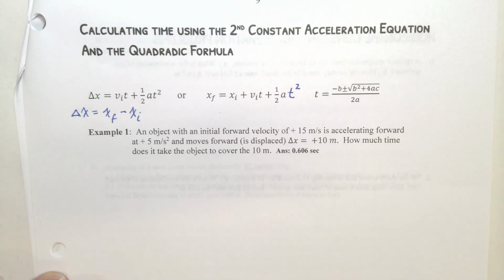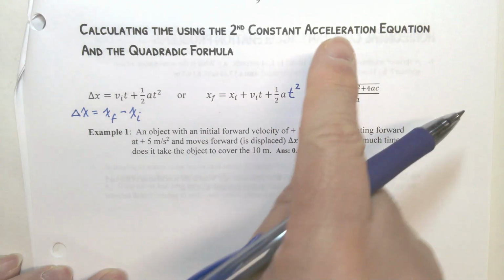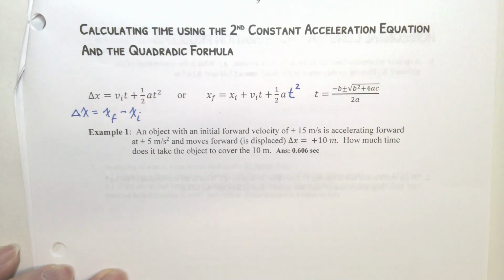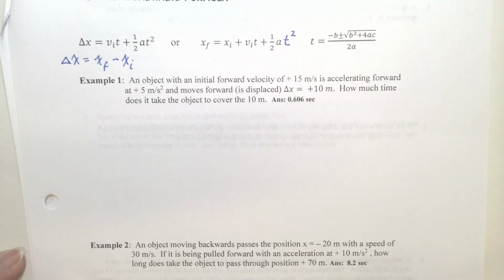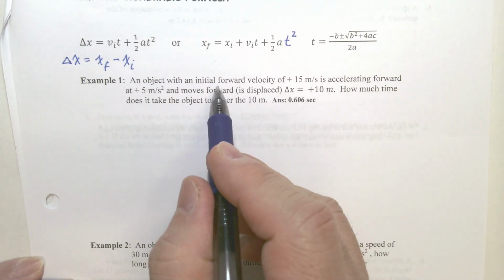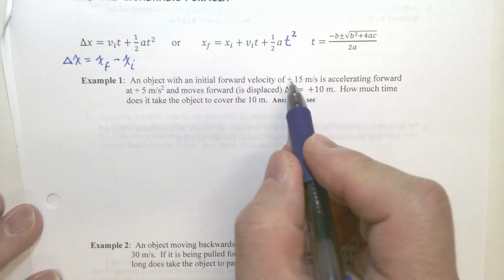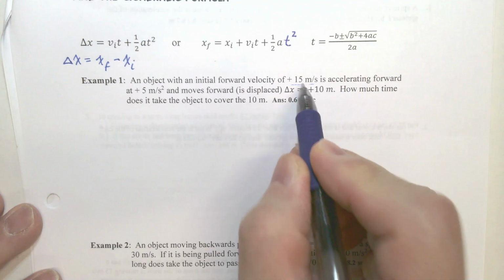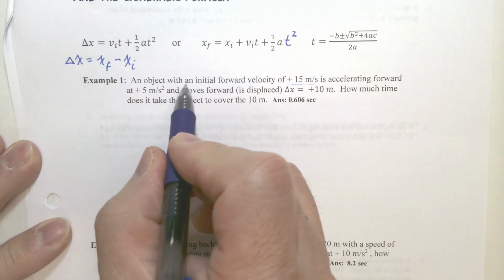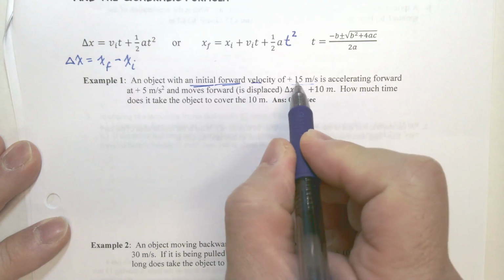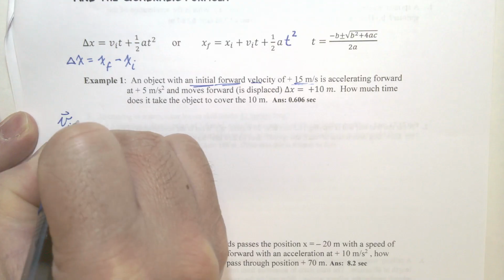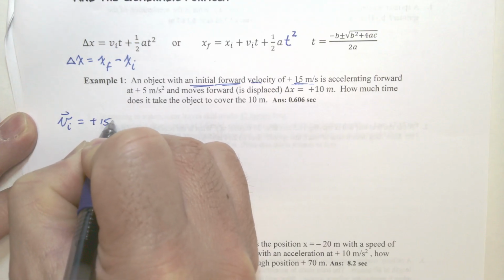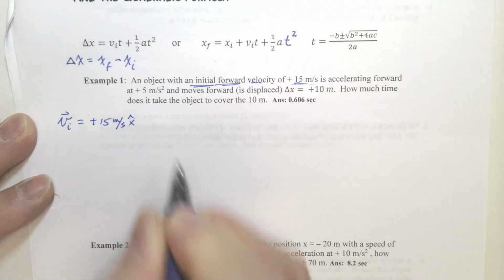So we're going to calculate time using the second constant acceleration equation, which is equation number 2, and the quadratic formula. So here's example number 1. Okay, an object with initial forward velocity of 15 meters per second in the positive x direction. So as soon as you read that, initial forward velocity of positive 15, you write it down. V initial is equal to positive 15 meters per second x hat.